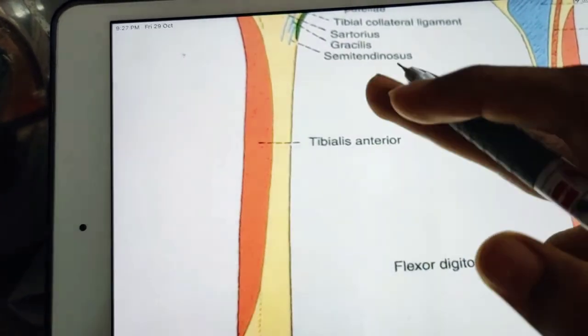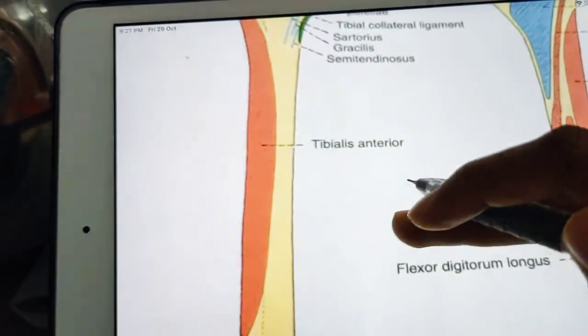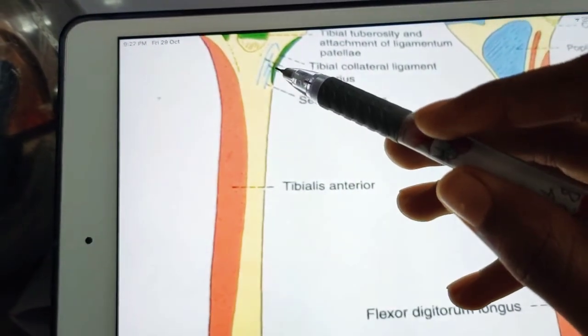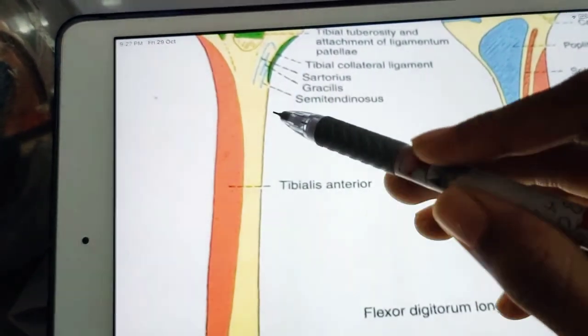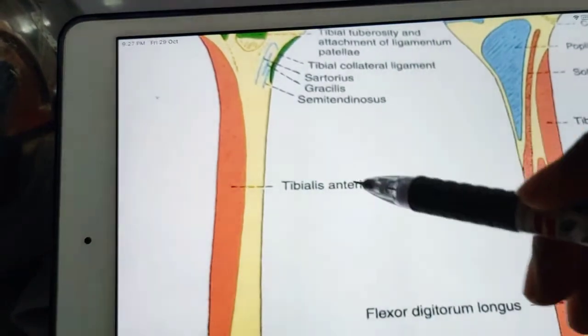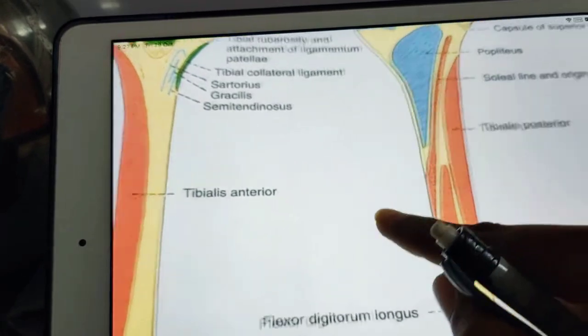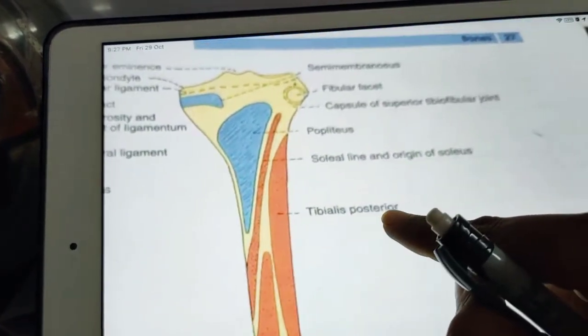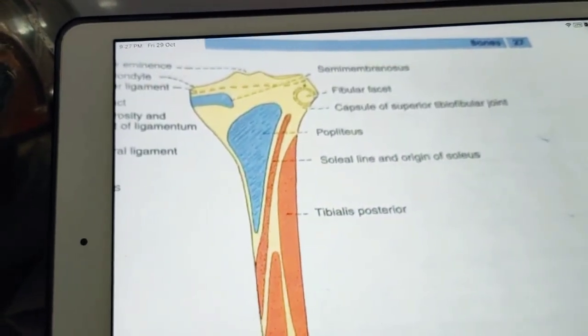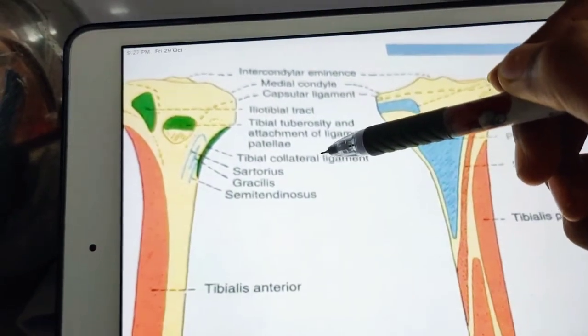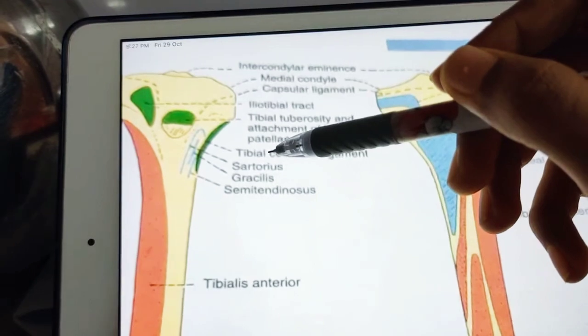Next, upper part of medial surface receives insertions of sartorius. So it receives insertion of sartorius muscle, gracilis muscle and semitendinosus muscle from before backwards. Next, still further posteriorly, this surface gives attachment to tibial collateral ligament, along the medial border.